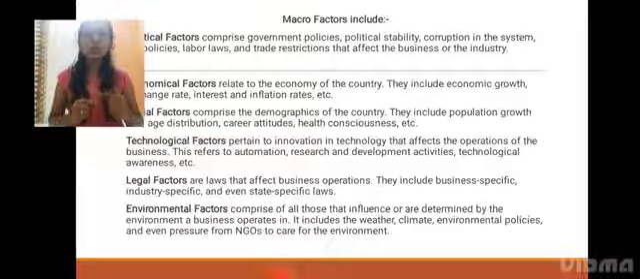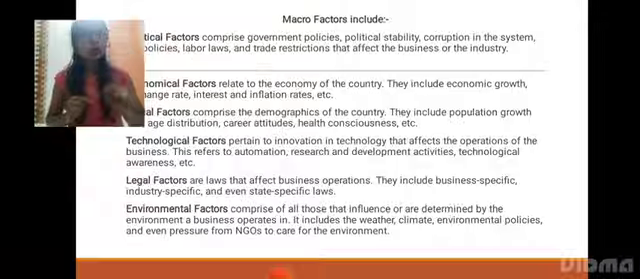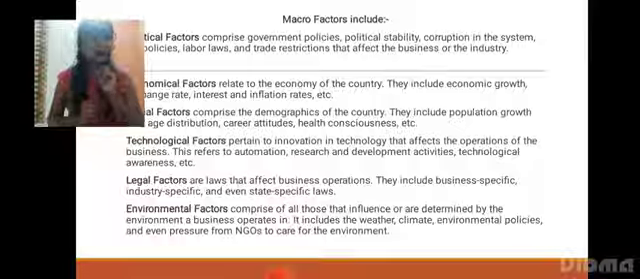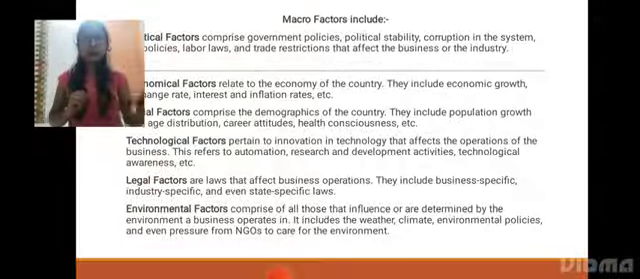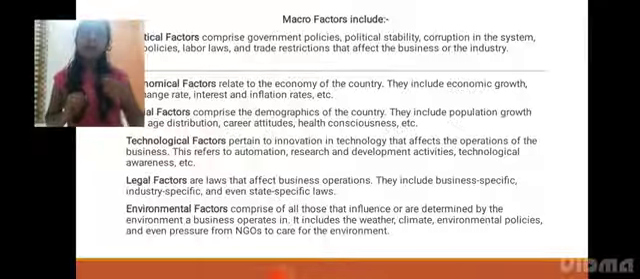Today's zamana is techno savvy zamana. So if you want to sustain in the market, you have to adopt that technology. Legal factors include laws, rules and regulations that are framed by the government, which you have to follow. For example, if I want to open a business or a company, the first thing I have to do is register my company under ROC, Registrar of Companies. If I say no, I will not register my company under ROC, then obviously it is considered an illegal company. So this change I have to adopt.